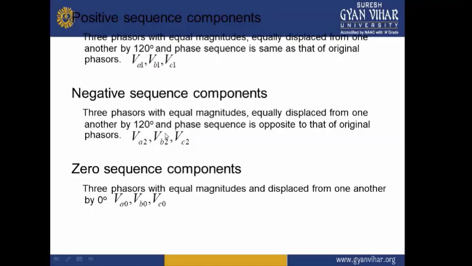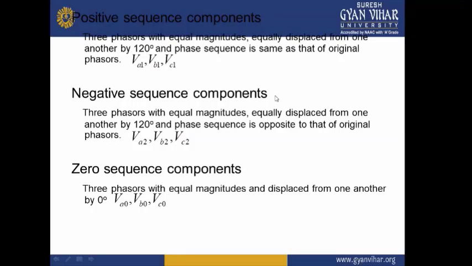The next sequence component is the zero sequence component. The zero sequence component is the one in which all three phasor magnitudes are equal, and they are displaced from one another by 0 degrees. There is no displacement angle between the phasors of the zero sequence component. They are all in the same phase, and they are defined by A0, B0, and C0.